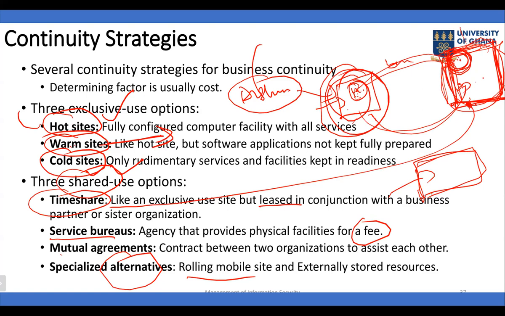Of course, you can go and read about this. There's a lot of literature on it on the internet. Go and read more about it: hot site, warm site, cold site, timeshare, service bureau, mutual agreement, and the specialized alternative. In exams, I will bring questions around this area. Usually my questions are in a story-like form, like a case. I'll formulate a case, something like that, and then bring this up.